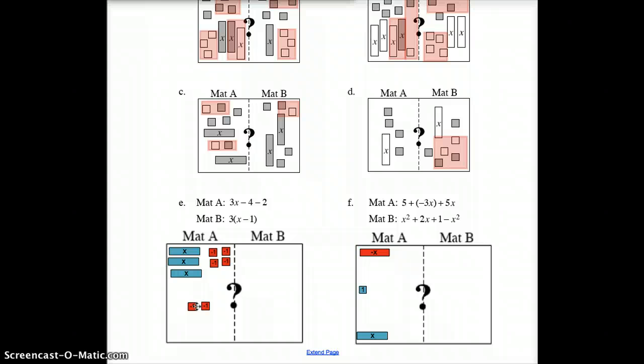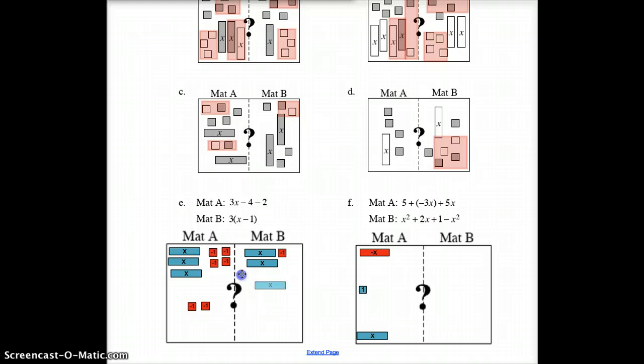And we are back. All right, mat B. I've got 3 groups of x minus 1. So here's my x, and here's my minus 1. Hopefully that makes sense how that represents x minus 1. And this 3 means I've got 3 groups of that. So I need to build that mat 3 times.